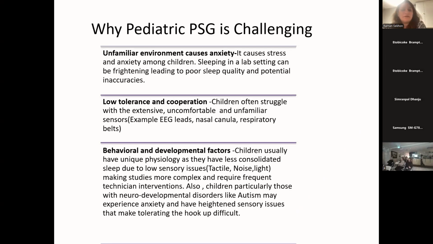So why is pediatric PSG challenging? There are various reasons that make pediatric sleep studies challenging. First is unfamiliar environment, which causes anxiety. We have already discussed that sleeping in a lab setting can be frightening, leading to poor sleep quality and potential inaccuracies. It is often termed the first night effect. They may experience reduced total sleep time, lower sleep efficiency, and reduced REM sleep. Sometimes, the white scrubs that we wear while setting up the patient may also increase the anxiety.